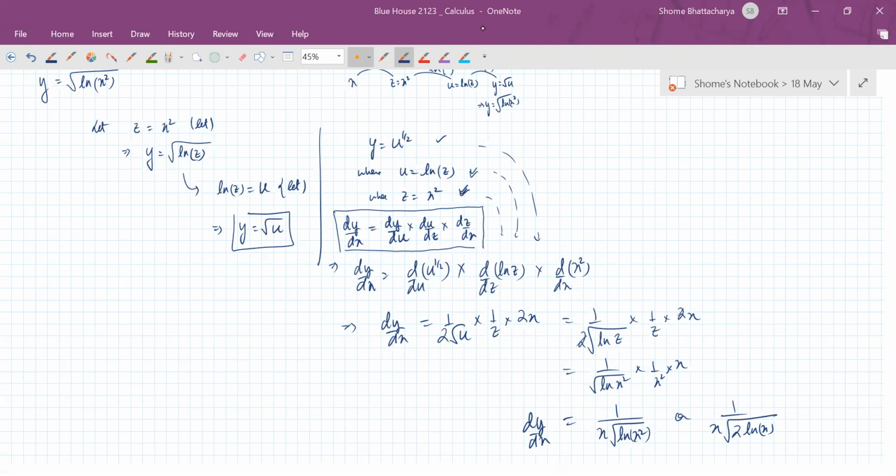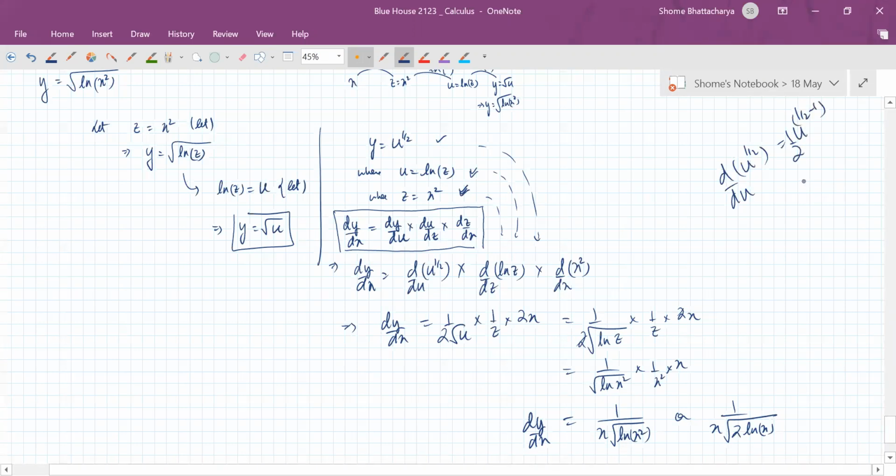That is from differentiation, but differentiation of u to the power half is 1 by 2 u to the power half minus 1. So that's how we got this.